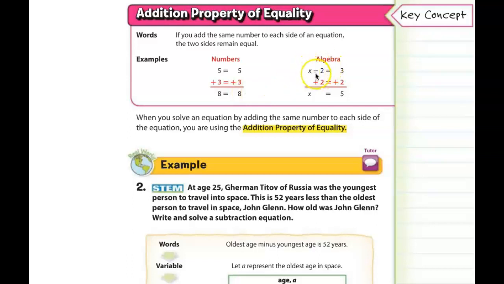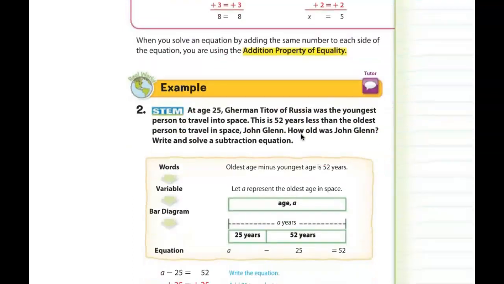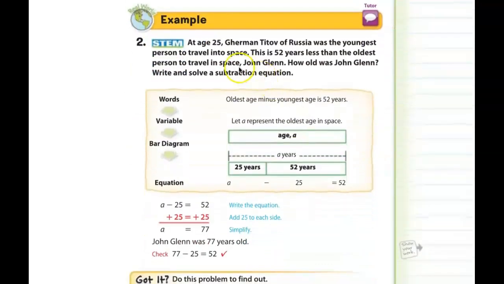So if you have a subtraction equation like x minus 2 equals 3, to get rid of this negative 2, we're going to add 2. If we do this, it creates the inverse, it creates a zero pair. And so the x will be by itself. And then we have 3 plus 2 is 5. And so the answer is 5. When you solve an equation by adding the same number to each side of the equation, you're using the addition property of equality.